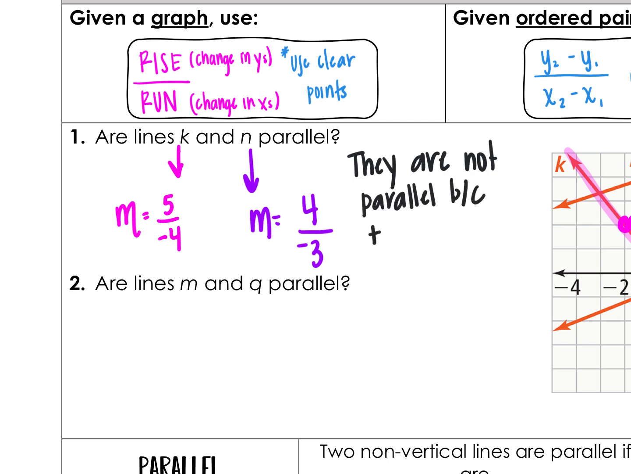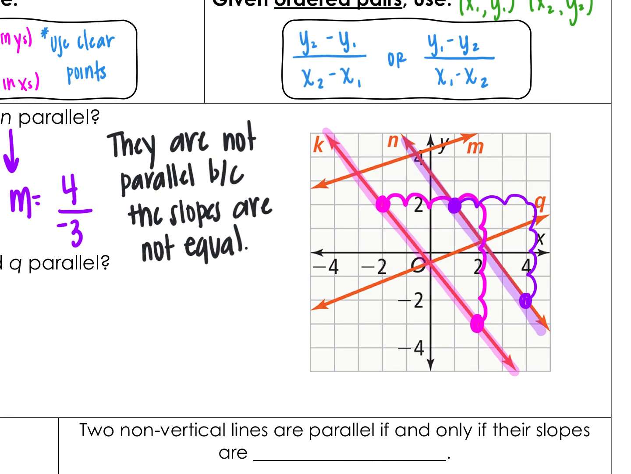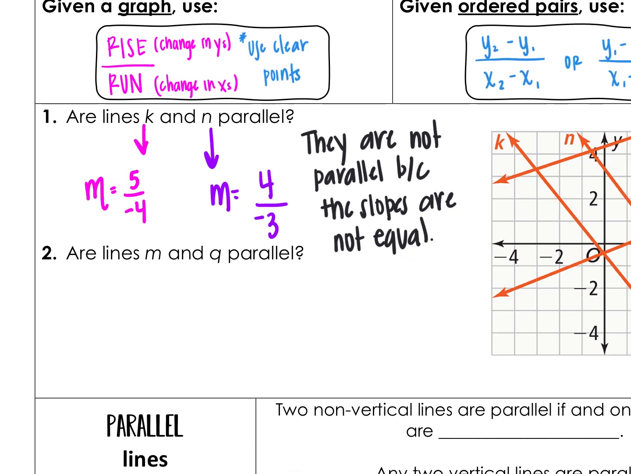Because the slopes are not equal. In order for two lines to be parallel, their slopes have to be completely the same. So even though those kind of look parallel, they look like they wouldn't intersect ever, they actually, in fact, would eventually. Let's do the same thing with M and Q.